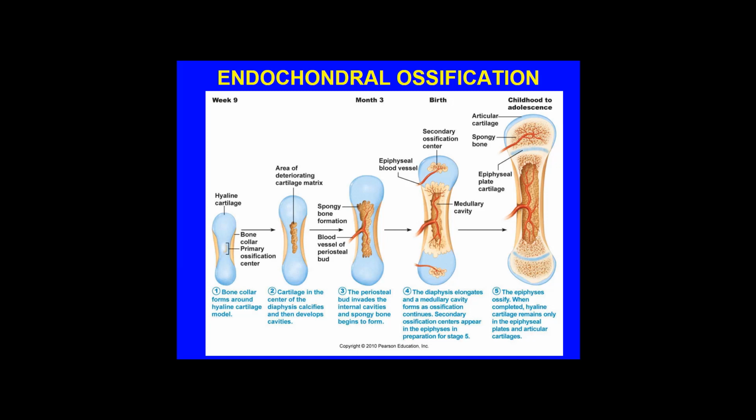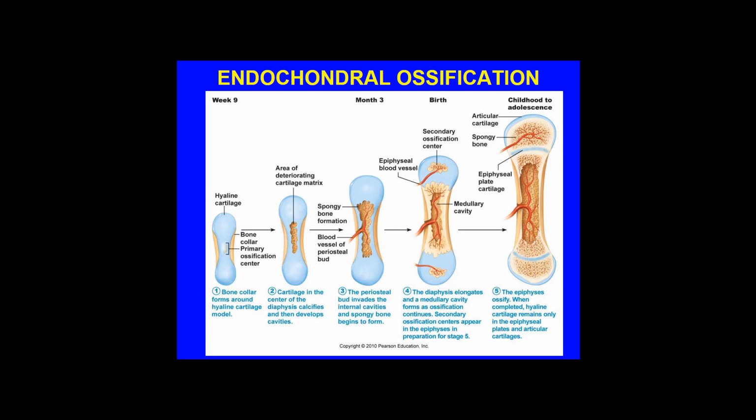Spongy bone is going to form. So you see that in 3. Notice that the blood vessel is now inside of the periosteal bud. Okay. Now, what's going to happen there is you're going to have a second area of ossification that's going to start forming. These are on the ends. And you're going to show how this is going to be important eventually in the formation of the epiphyseal plate.